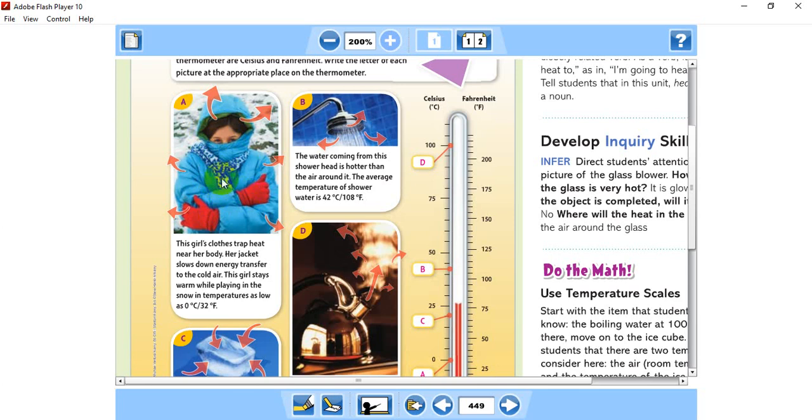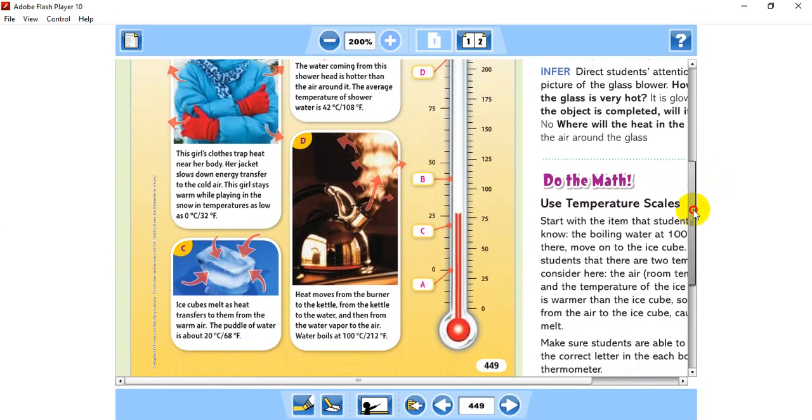So the jacket will help you protect yourself from the cold by what? By keeping the energy inside your body. So it will prevent the energy from transferring from your body to the outside. This is what we mean. Okay guys, let's go to another example.